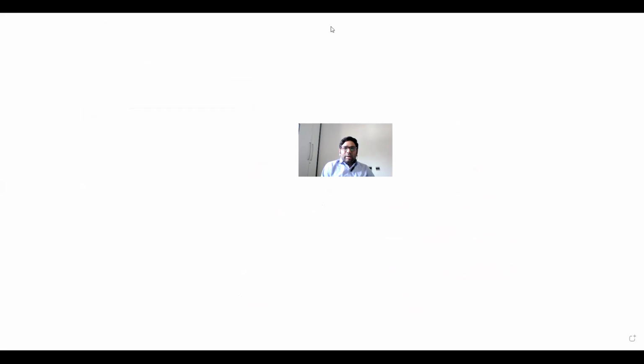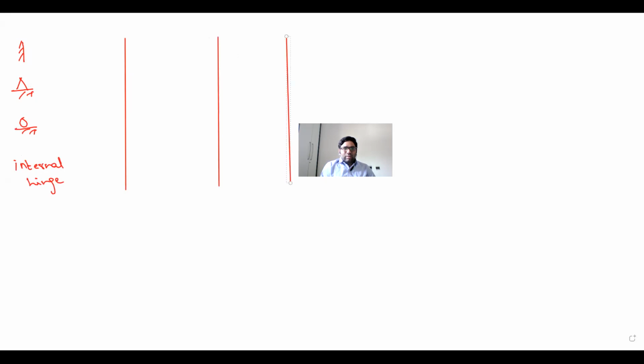So now you see here, I am trying to explain the understanding of how each and every support will behave. So fixed support, pinned support, roller support, and internal hinge. So let me try to sketch it. So this is an important table for all of you. You can practice it also.